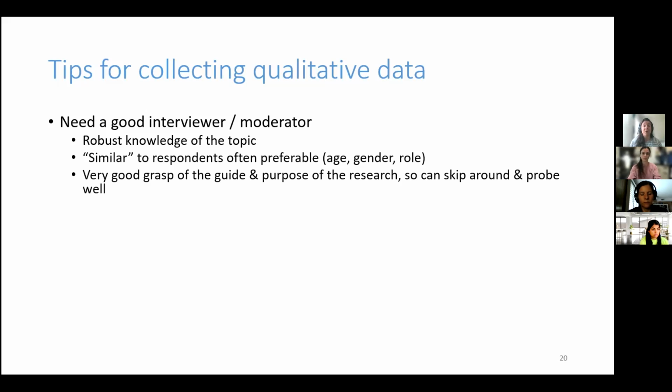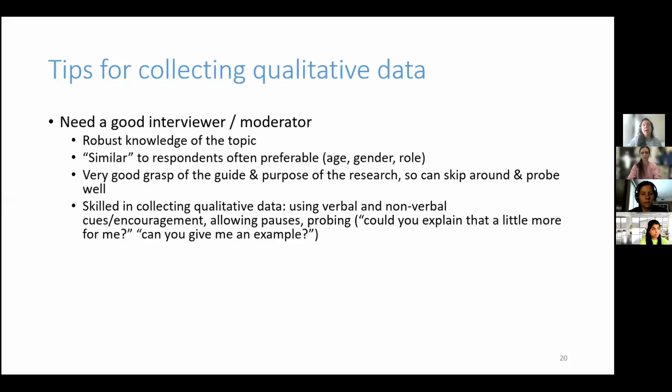Your interviewer needs to have a really good grasp of the guide and what the purpose of the research is, so that they can skip around and probe well. It's not as simple as just going down the list. It's not a survey. They need to be able to adapt and go with the flow of the conversation and still collect good data. They also need to be skilled in collecting qualitative data.